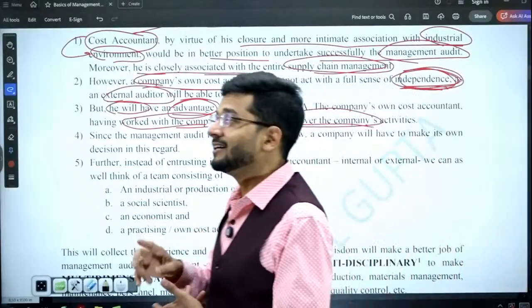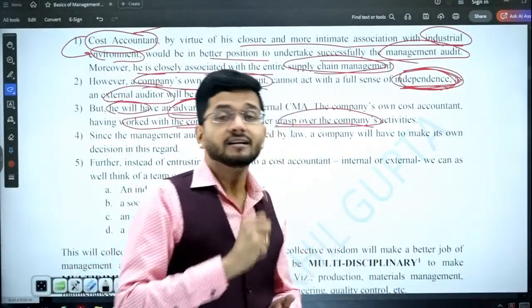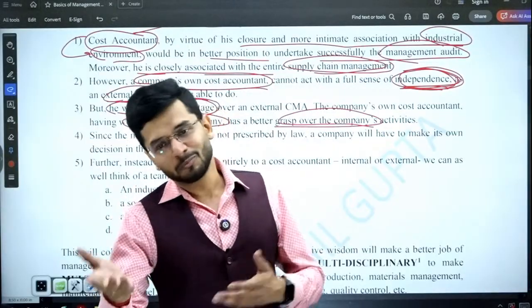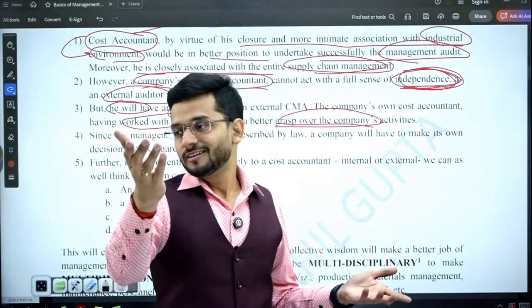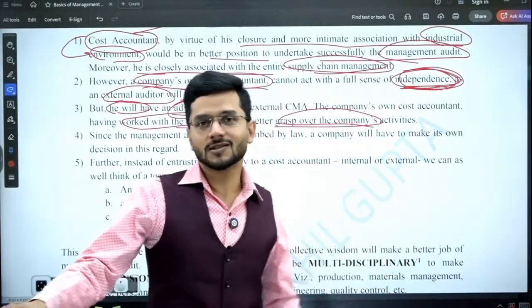But the disadvantage is that he'll not be independent. He might be influenced. He might be biased in his reporting. So both pros and cons are there of internal cost accounting being the management auditor.